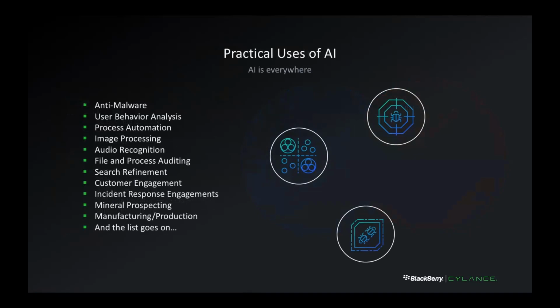So practical uses of AI, as I said before, AI is everywhere, at least in some concepts, right? And it's only becoming more and more prevalent as we create these expert decision support systems all across our workloads. It can be anti-malware, user behavior analysis, process automation, image processing, audio recognition, anything that automatically recalibrates itself is either using some form of statistics or some form of modeling to reestablish something to what its perceived baseline should be. Search refinement.